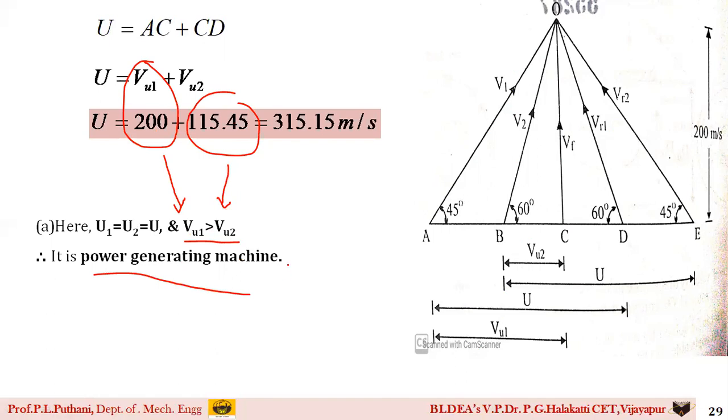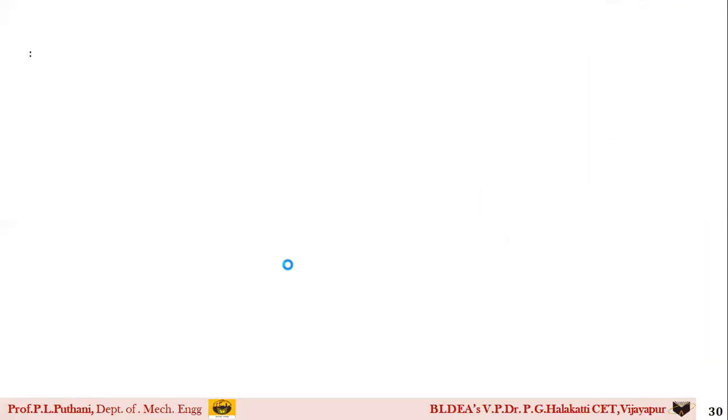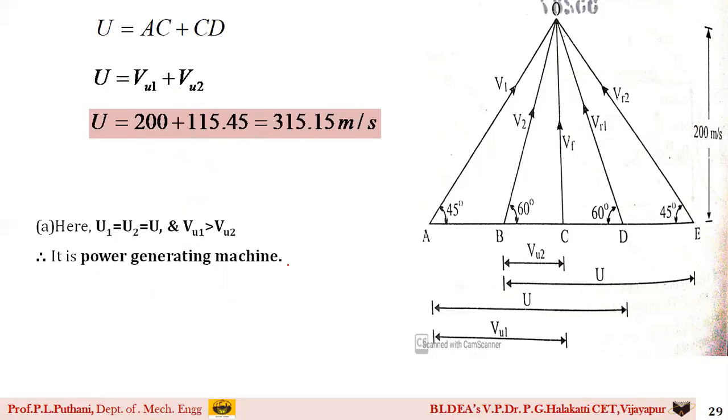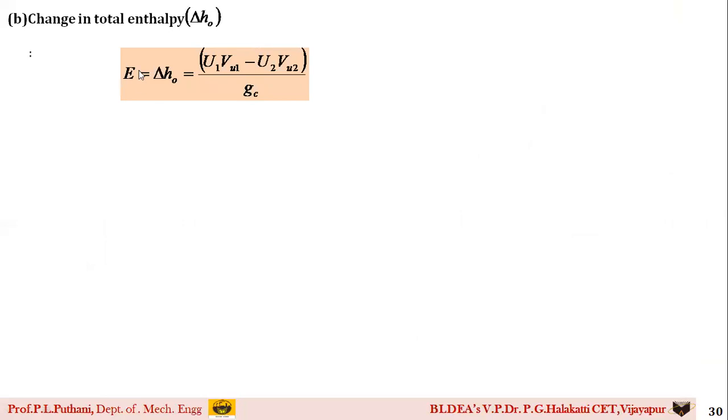Similarly, now I can find the change in total enthalpy. That is the energy equation, energy per unit weight. So for energy, the total change in enthalpy is the thing. So delta H naught, with respect to U, as we have U1 is equal to U2 in this particular expression, we are having U1 is equal to U2 is equal to U.